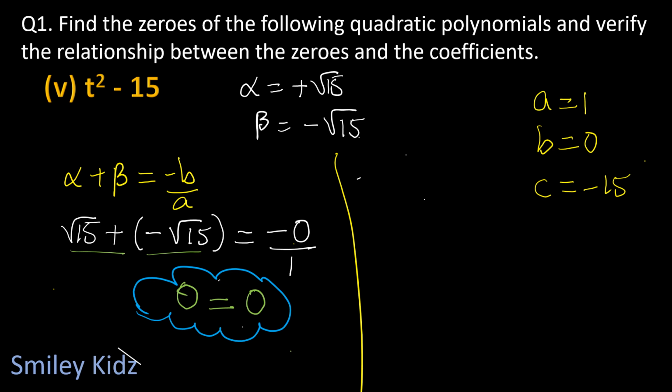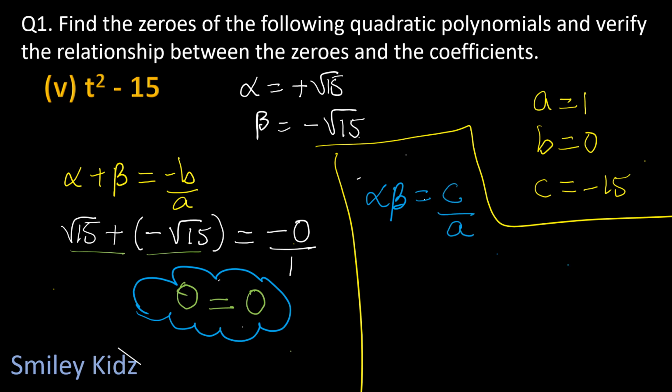Now let's have a look at the product of the zeros and the coefficients. Now alpha beta, that is the product of zeros, will be equal to c by a. And what is alpha? Root 15. What is beta? Minus root 15, which is equal to what is c? c is minus 15 upon what is a? 1.